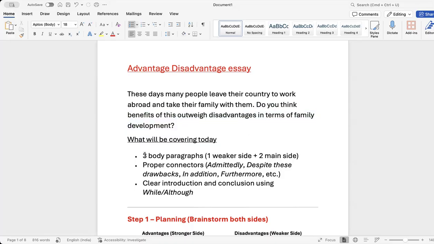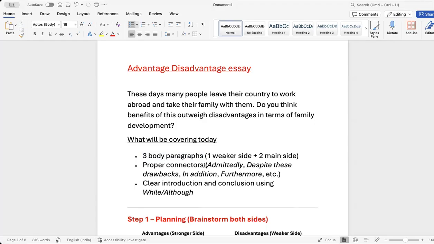Okay. And let me give you a basic idea of how I attempt an advantage disadvantage essay. Firstly, I write three body paragraphs. One for the weaker side and two for the stronger side or the main side. What do I mean by weaker side and main side? The main side is basically if the advantages are more, I'm calling it the main side or the stronger side. And if the disadvantages are more, I'm calling that the main side. And the weaker side is whichever one is the less side.